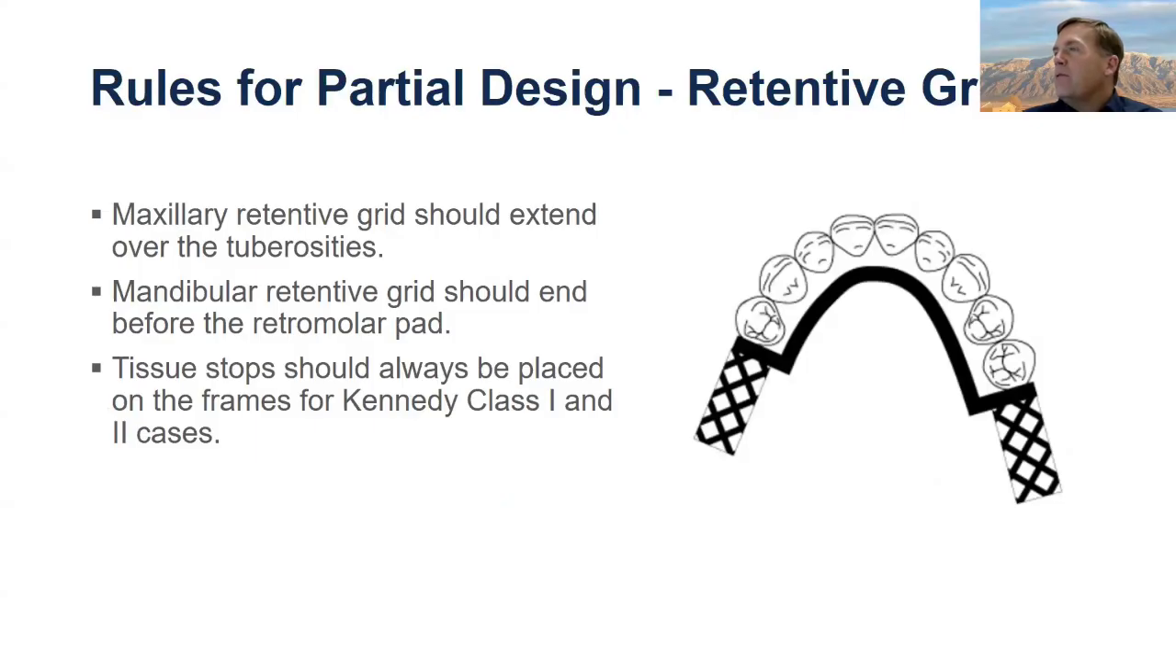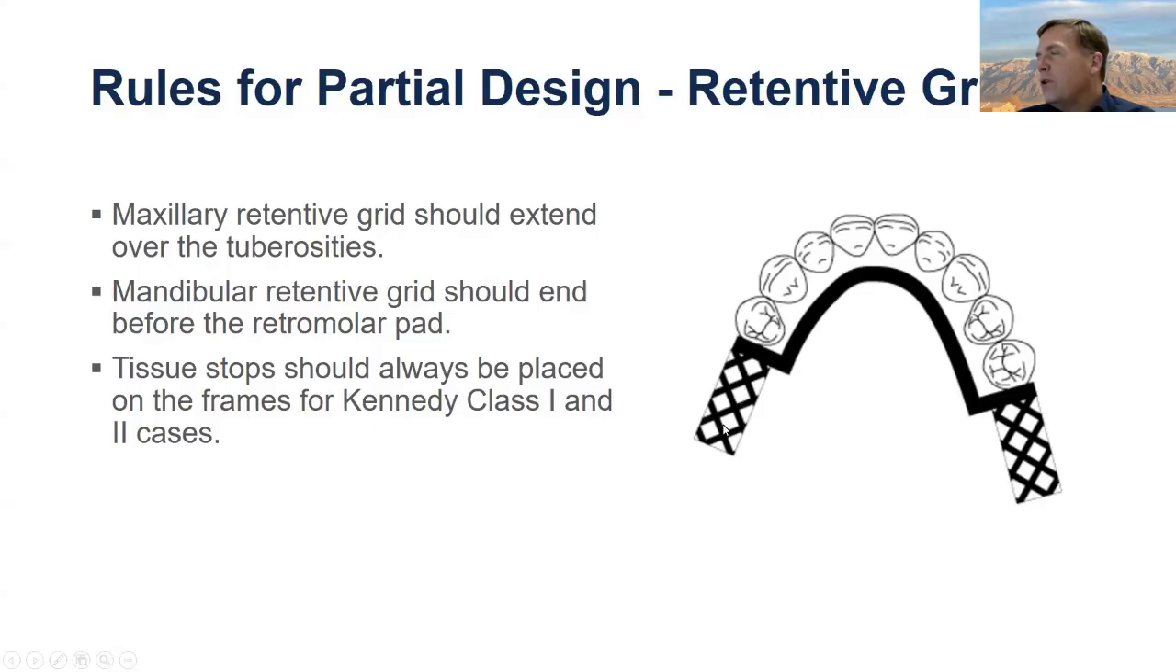So we'll talk about our retentive grid. In the maxilla, we want to bring our grid over the tuberosities. We want to end before the retromolar pad on the mandible, and then tissue stops. Now, these aren't as essential with the new digital manufacturing processes, but when we're injecting or packing, we're going to put a lot of force on this frame when we pack the resin in here, and as it squirts through the grid work.